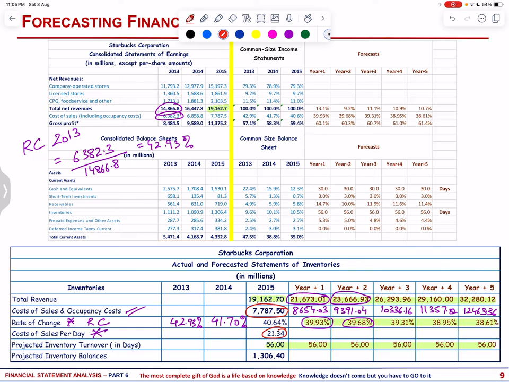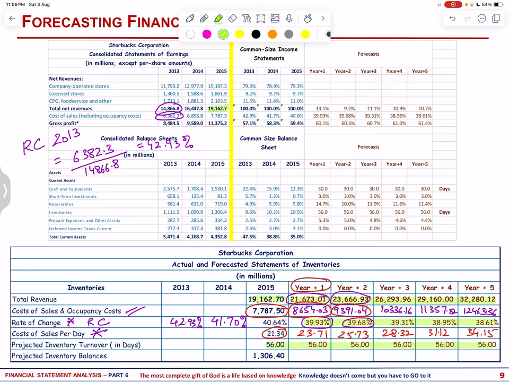In the same way for year number 1, the forecasted will be the cost of sales and occupancy cost of 8654.03 divided by 365, that will give us 23.71. We will again divide 9391 by 365, that will give us 25.73. This will be 28.32, 31.12, and 34.15.